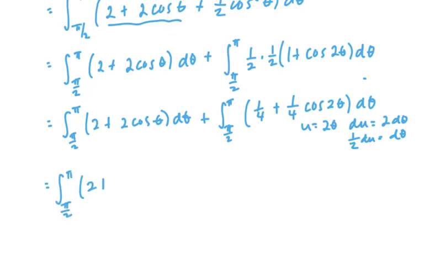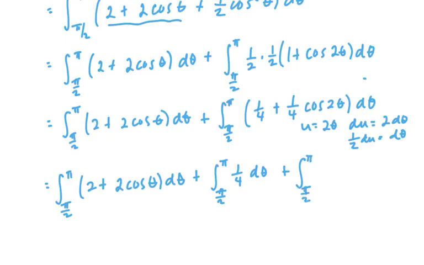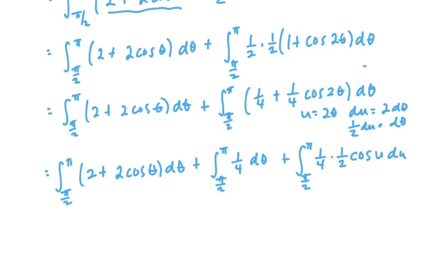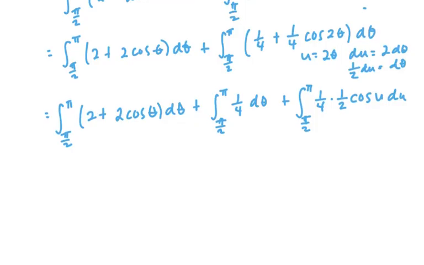So here we have 2 plus 2 cosine theta d theta plus the integration from pi over 2 to pi of 1/4 d theta plus the integration from pi over 2 to pi, and here I have 1/4 times 1/2 cosine of u du. So that's the 1/4 here and the 1/2 in the du.